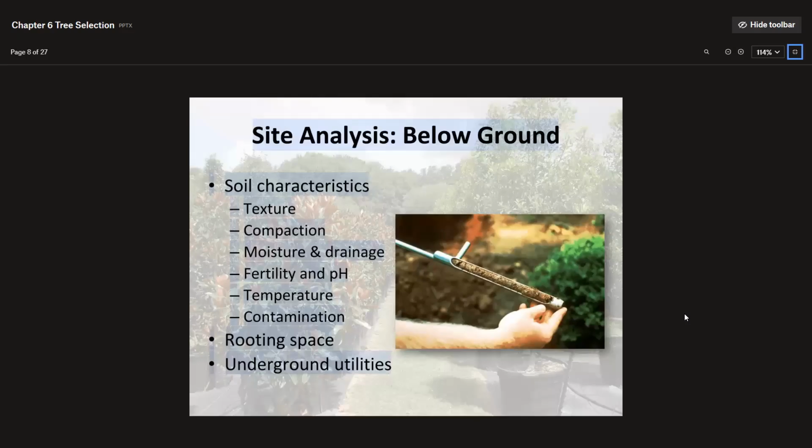Below ground, you've got to look at what your soil characteristics are. What's the texture? What's its compaction? Are we going to need to decompact this area? Moisture and drainage, your fertility and pH. What is the pH of this soil? Have it tested. Temperature, does it get hot? Is it freezing? Contaminated. What was here before? Was this a used car facility that got torn down? They were dumping oil. What is in this soil that may be contaminated? Testing that soil is really important, and all that is part of your site analysis process. Where are the underground utilities? And how much rooting space do I have?